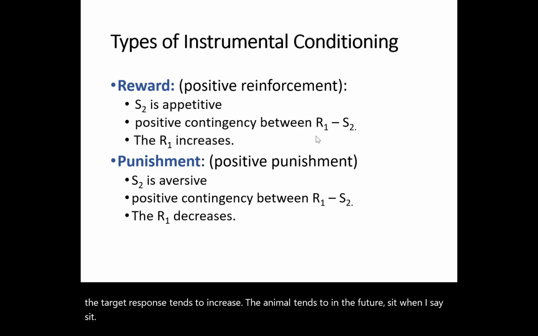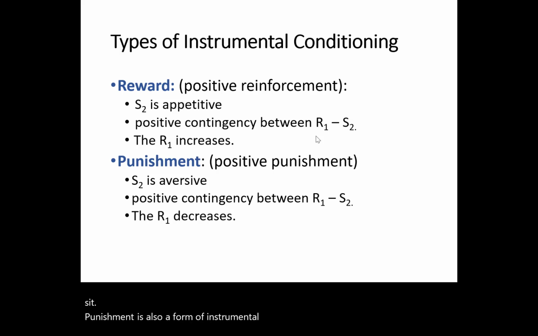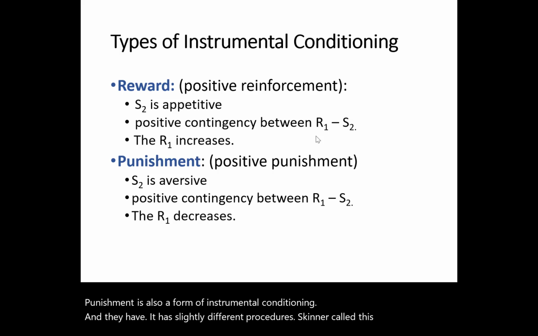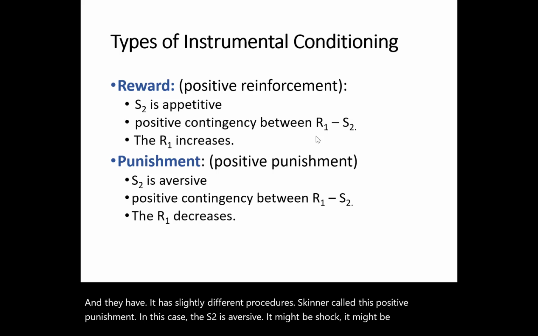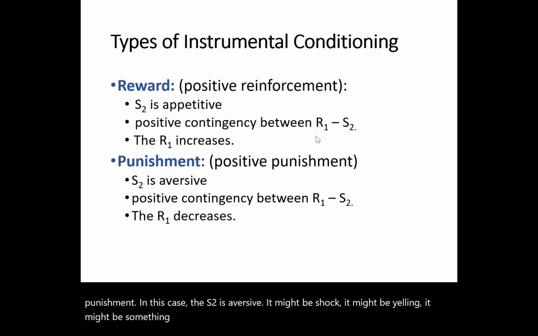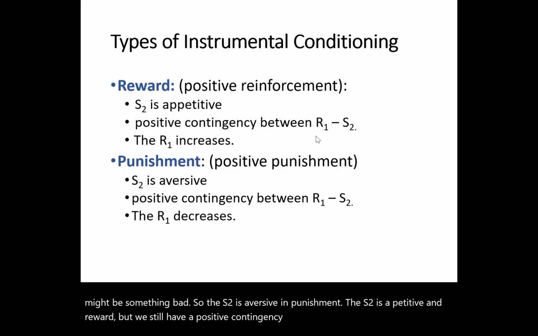Punishment is also a form of instrumental conditioning, and it has slightly different procedures. Skinner called this positive punishment. In this case, the S2 is aversive. It might be shock, it might be yelling, it might be something bad. So the S2 is aversive in punishment, the S2 is appetitive in reward. But we still have a positive contingency between the target response and the S2.